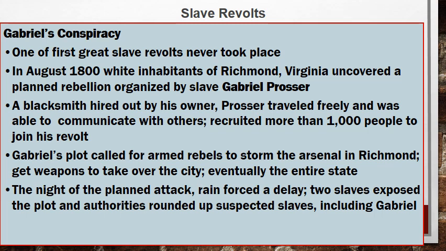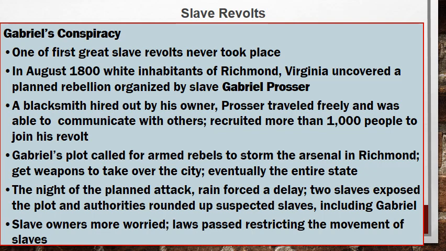spilled the beans about the plot, and authorities then acted quickly to round up the slaves, including Gabriel. And that should make you pause for a moment. Why would slaves tell on other slaves? Well, they would often be rewarded. Sometimes they would be tortured. That alone makes it very unlikely that any slave revolt, massive ones like these, will ever be successful, because there's always someone who will blab.